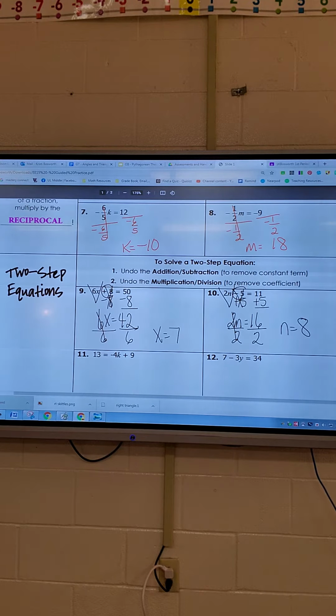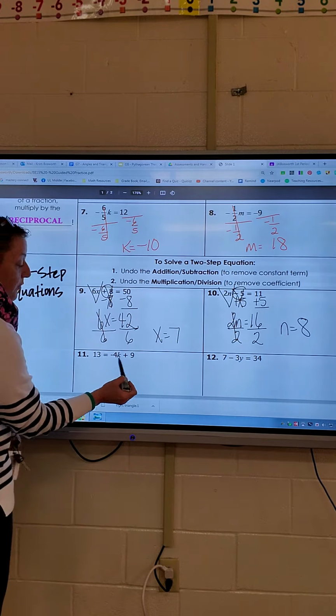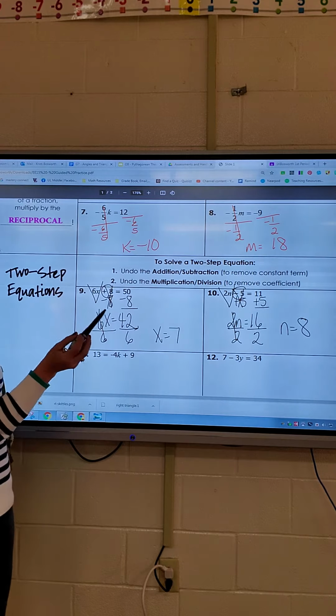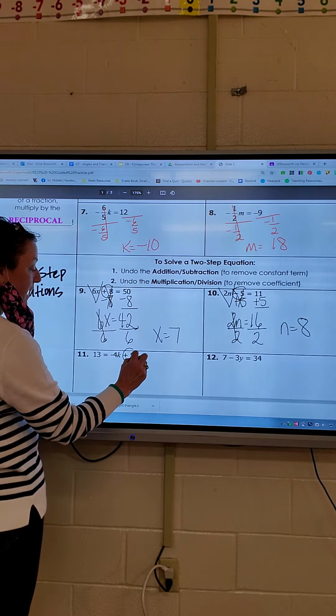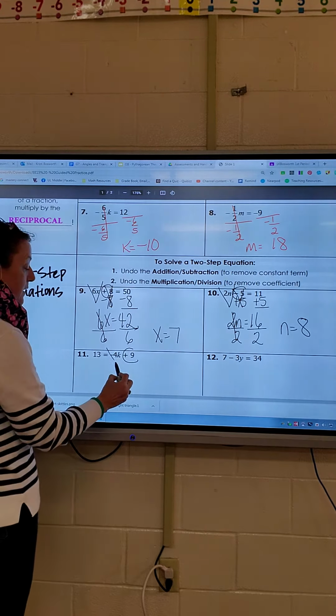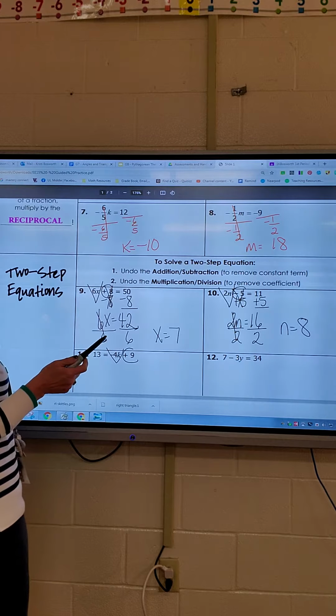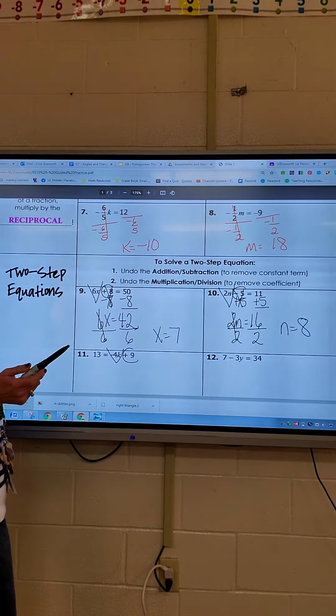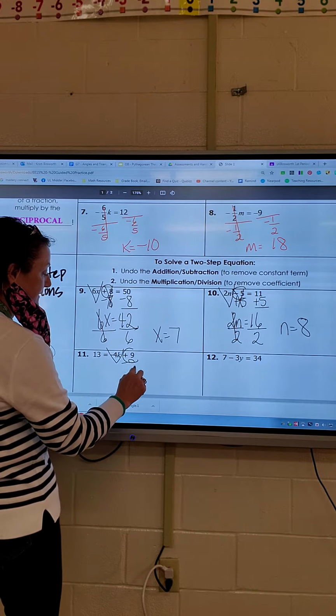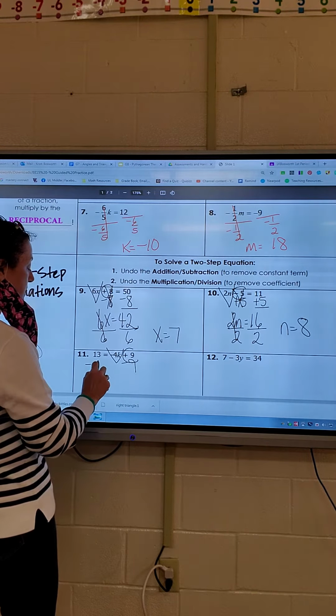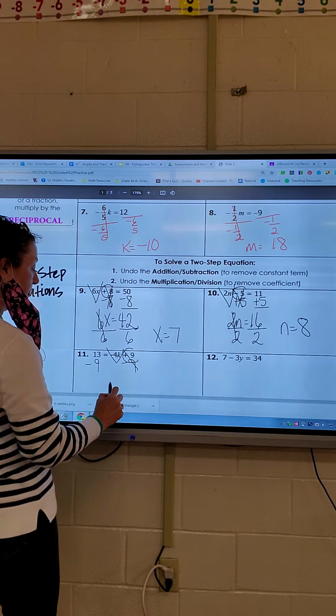Number 13. Is my expression on the right or the left? The right. My expression's now on the right. But nothing changes. Here's my constant term, a plus 9. My variable term is a negative 4k. I've got to zero out or do the inverse of my constant term, which is a plus 9. What's the inverse of plus 9? Minus 9. So I minus 9 here, and I minus 9 here.